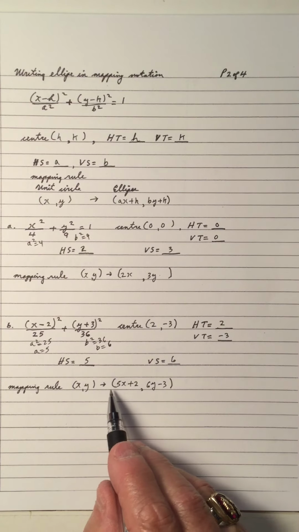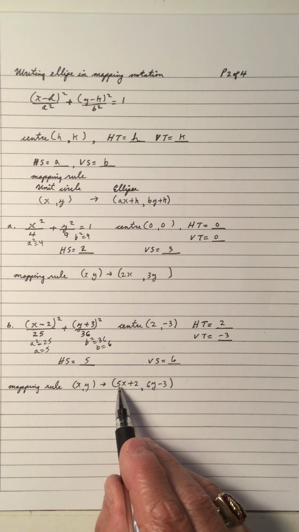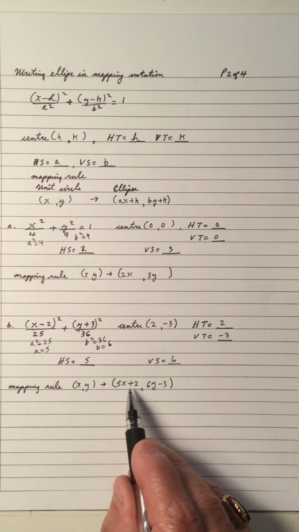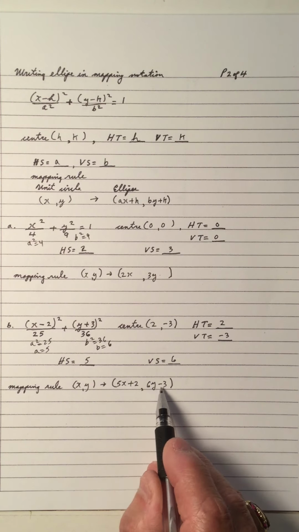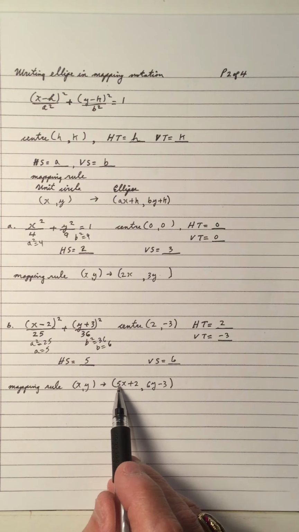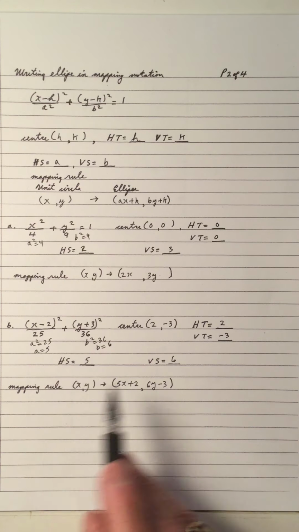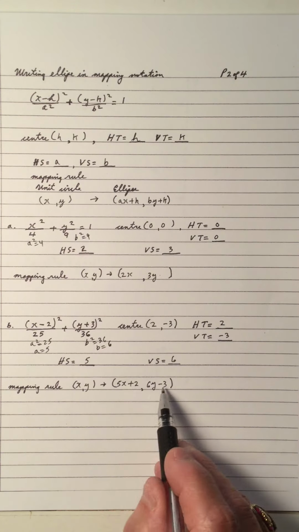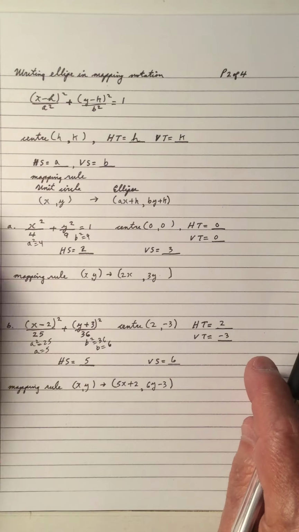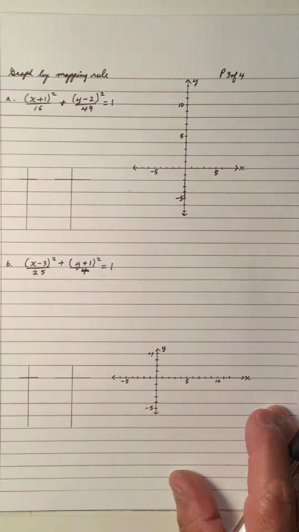And notice the mapping rule is true. So there's a stretch horizontal, there's a stretch vertical, and it's 2 right and 3 down. But in relation to the equation, we square the 5 and the 6 to get a squared, b squared, and we get the opposite of plus 2 minus 3 and put them in here. So remember, the mapping rule is true to the translation.